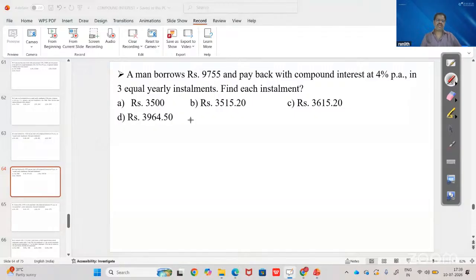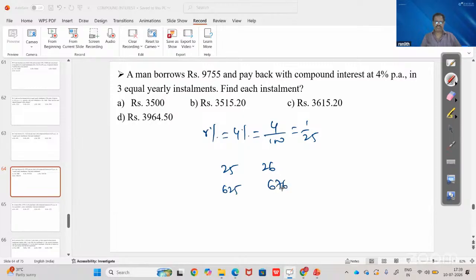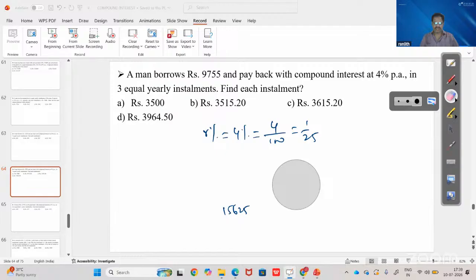So we can't go with the ratio method here. Why? Because where R percentage equal to 4 percentage, 4 percentage equal to 4 by 100 will be equal to 1 by 25. So 25 and 26. So 2 times in the sense 625, 676. 3 times in the sense 15625. But 26 cube will be a complication. Again, we need to multiply. It will be difficult to multiply.